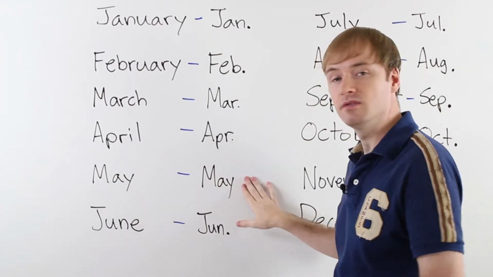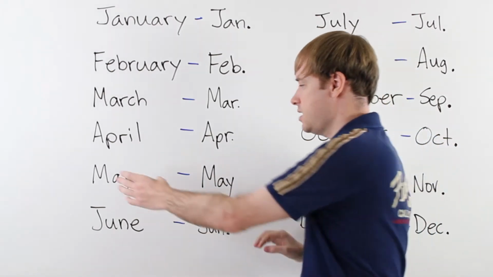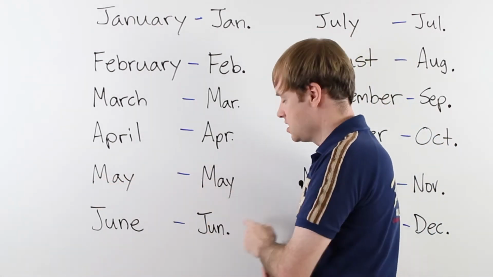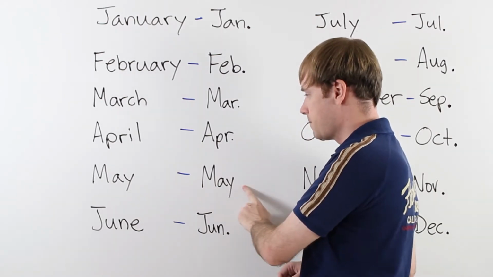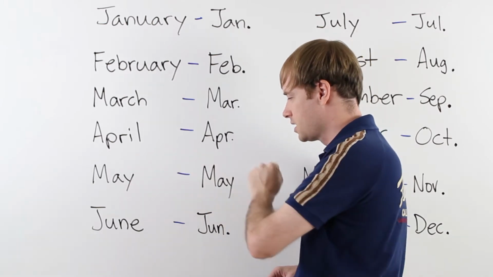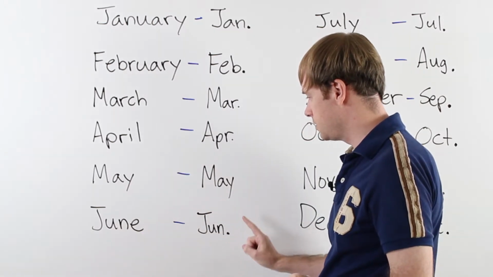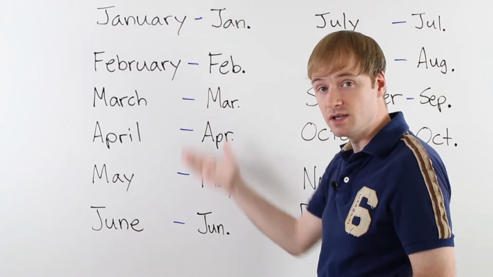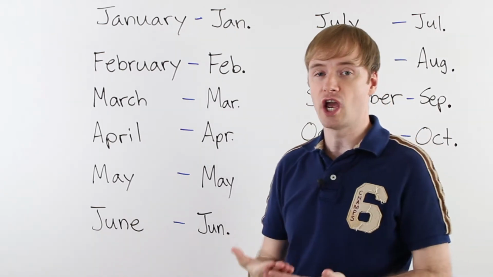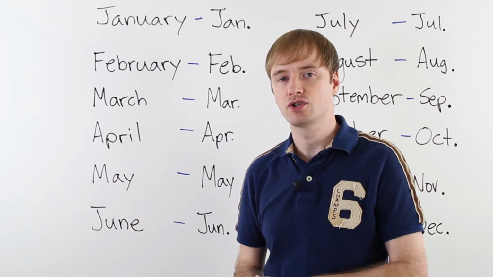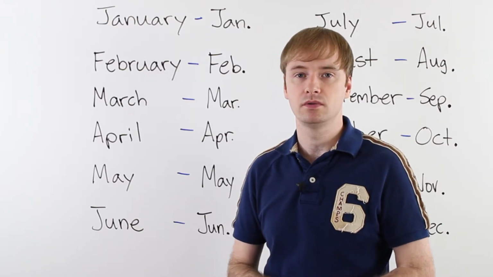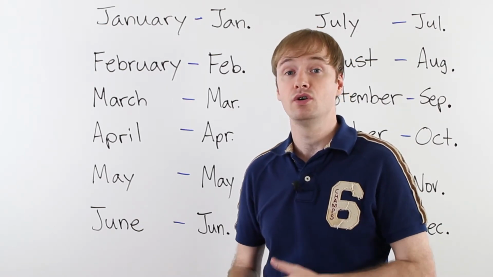May is special. There is no short form. May is just always May. So you should never have a period here. Only May. June, J-U-N, period. So the first six, one more time: January, February, March, April, May, June.